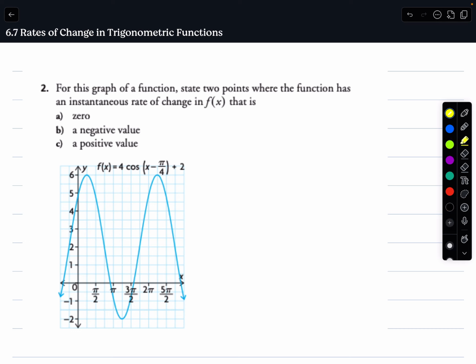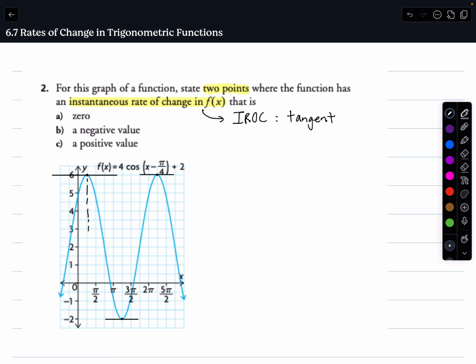So let's start off with this question, number 2 from the textbook. For this graph of a function, state 2 points where the function has an instantaneous rate of change in f of x that is 0, a negative value, or positive. So remember, instantaneous rate of change is talking about the IROC, and the IROC always talks about the tangent, okay? So where is the tangent 0? Remember, 0 would mean it's a flat line. So at the max and min, we are going to have the IROC to be 0. So these are the points where we're going to have that.